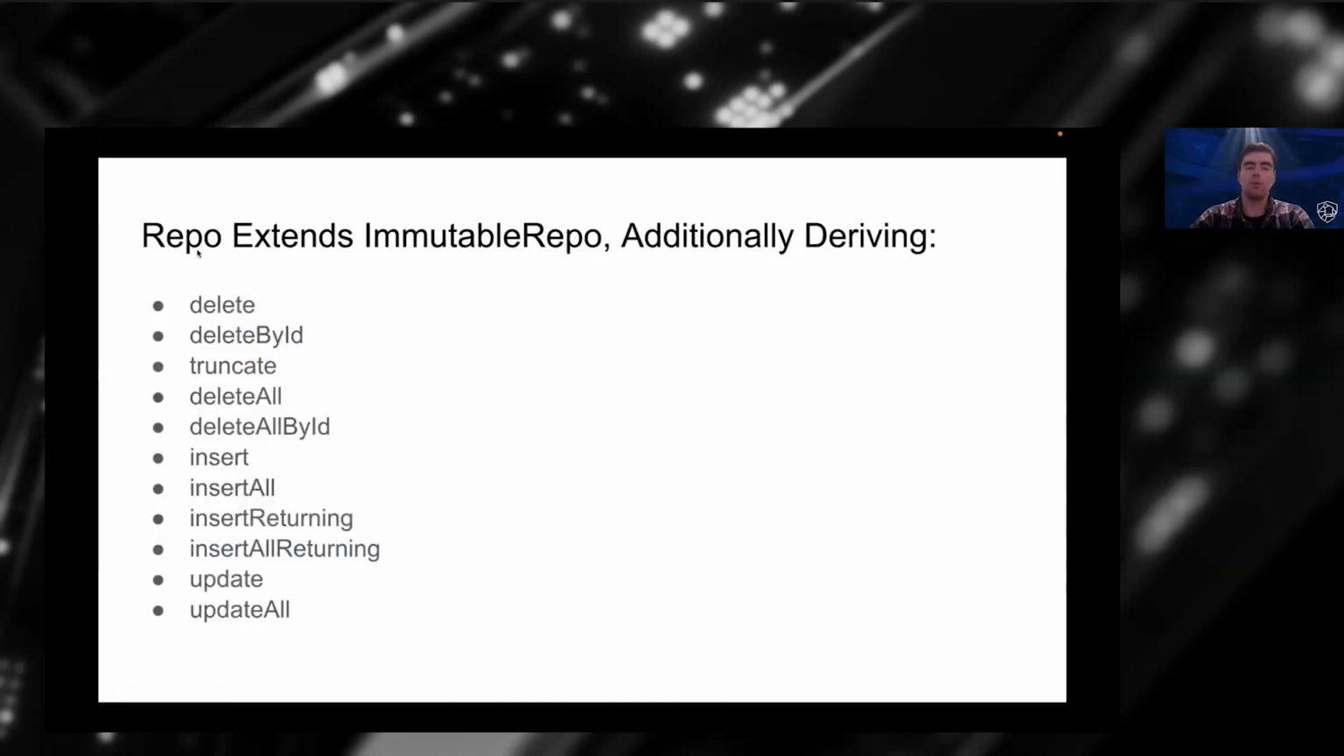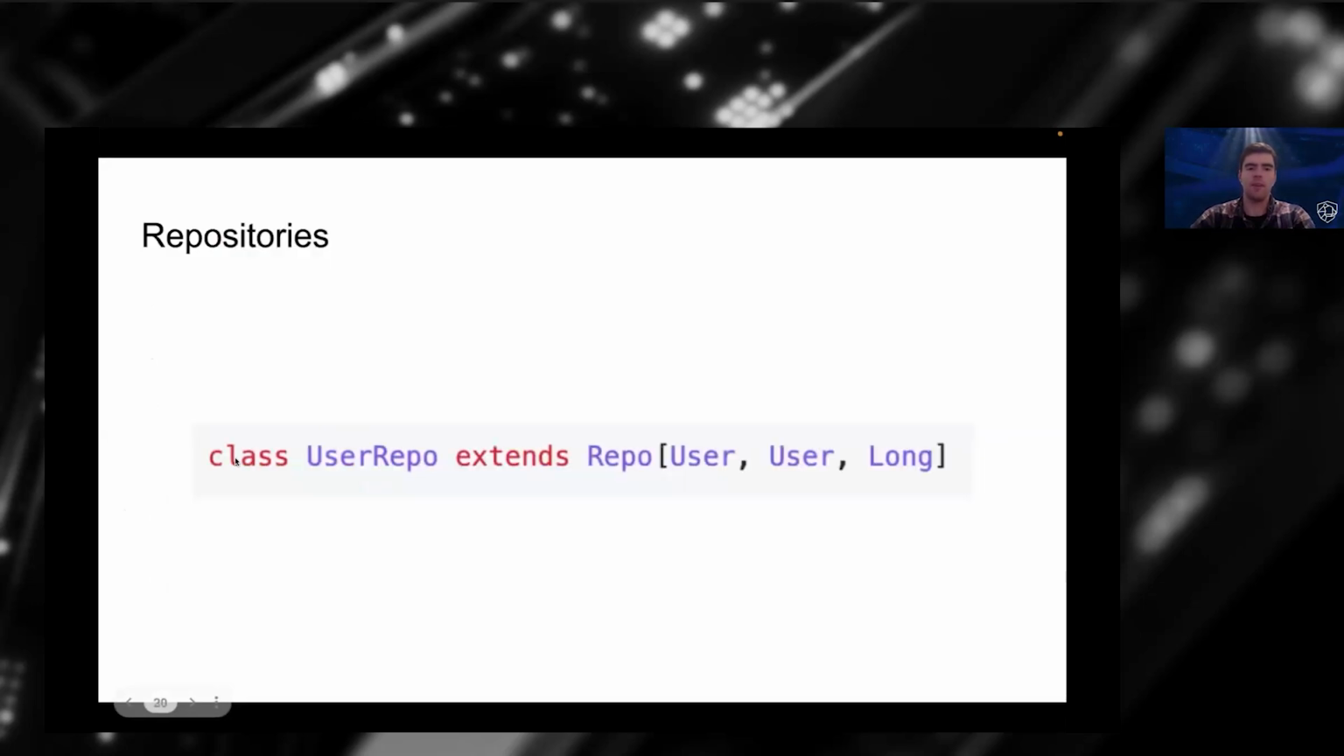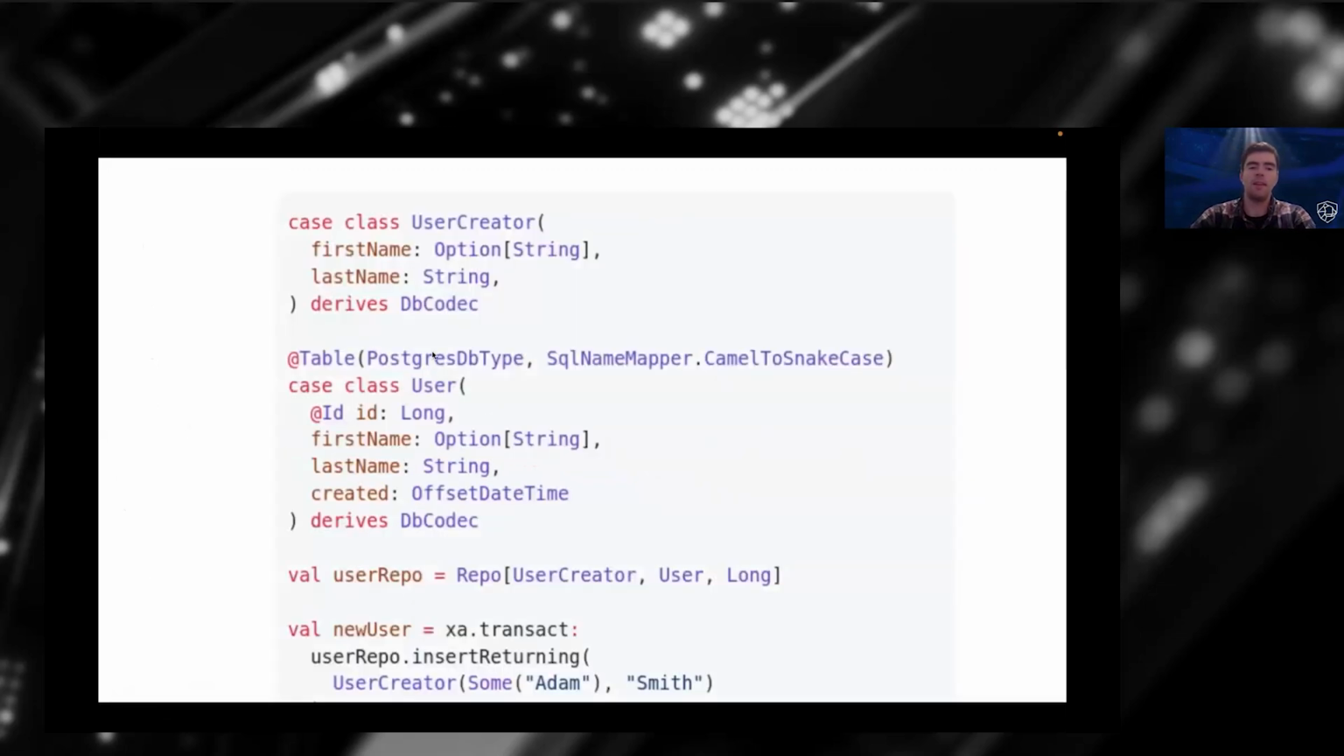Similarly, there's the repo, which extends immutable repo, and it derives the rest of these CRUD queries for you. So here's an example. Notice that there's 3 type parameters to repo, and we'll get there in just a minute. Yeah, so not too much different. You can extend classes with repo. And here's where the third type parameter gets interesting.